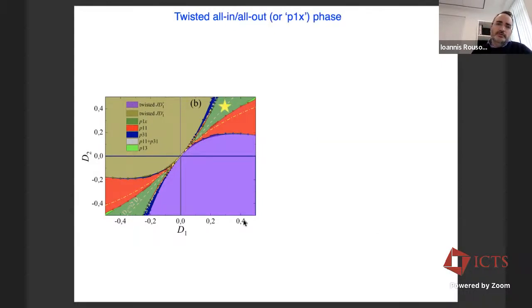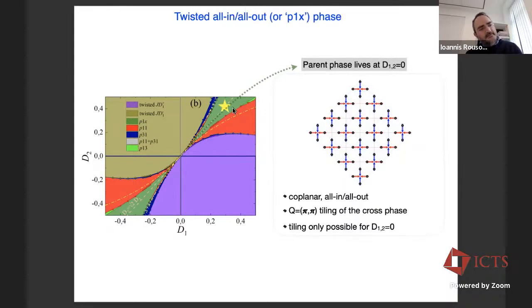Okay, now we move on to this phase, which is the so-called twisted all-in all-out phase, or P1X phase, shown here. We have identified the parent of that phase as one of the members of the Heisenberg model ground state manifold. That particular member is this all-in, all-out configuration, which has ordering wave vector pi. And as it turns out, you can tile this configuration as long as the DM interaction is 0.